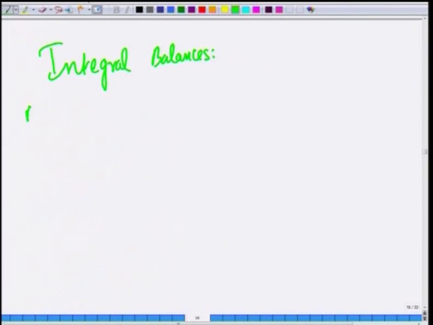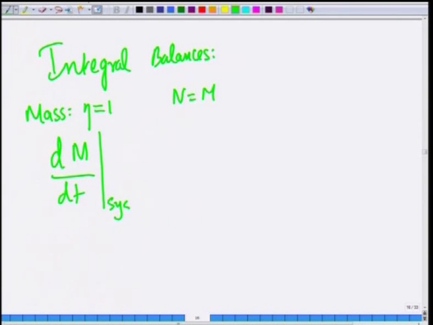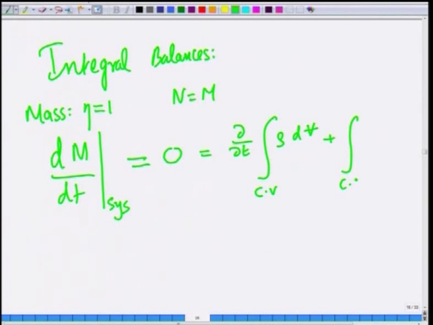It is very easy, because for mass we have to simply set eta to 1, and dN/dt becomes dm/dt. If N is mass and you follow the same set of mass points, then the rate of change of mass of the system is 0. This is the principle of conservation of mass, or the law of conservation of mass. So, this is equal to the local rate of change, integral of rho dV, plus the convected or surface flux contribution, which is integral of rho v dot n dA. So, this is a straightforward application of the Reynolds transport theorem.